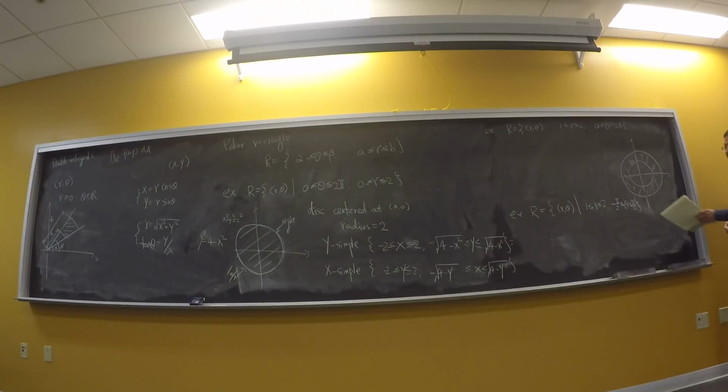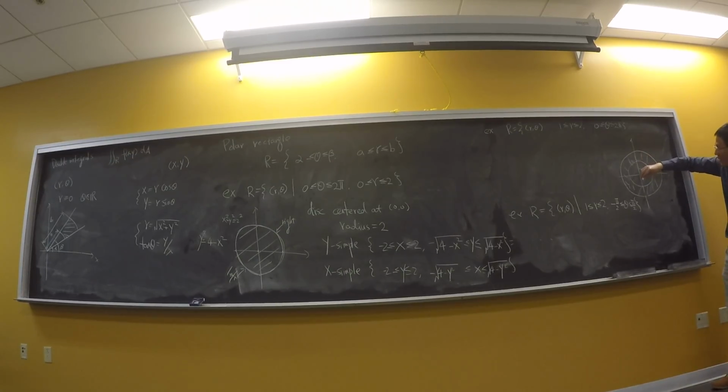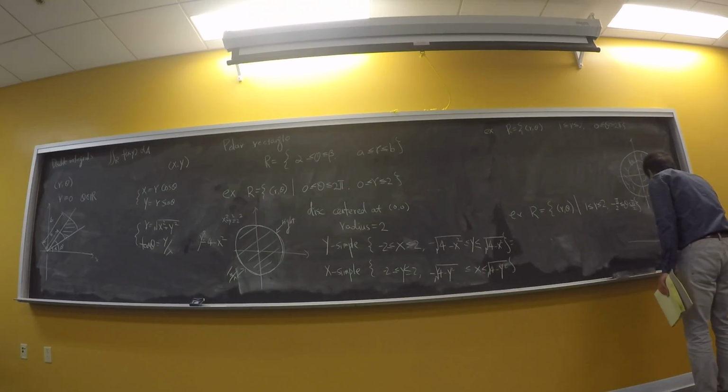So this region is slightly different from this one. I have the same restriction on the radius, but I also have a real restriction on my angle. The angle is between minus pi over 2 and pi over 2. So the ray of the angle goes from the negative direction of the y-axis up to the positive direction of the y-axis. Are you with me? So from minus pi over 2 to pi over 2, this region is only the right half of the annulus right here.